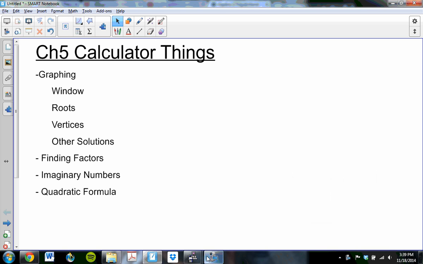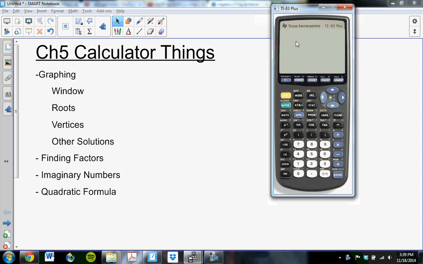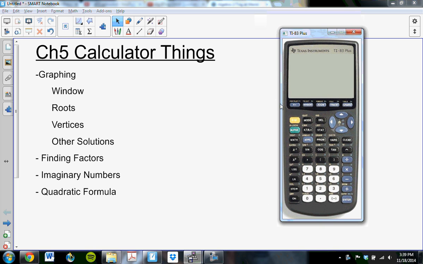Video now of how to do all of the things on your calculator using a TI-83, 84-ish calculator. All this Chapter 5 quadratics. We'll talk about graphing and how to do your window and your roots and your vertices and other solutions. How to find factors if you want help with that, working with imaginary numbers and doing the quadratic formula.